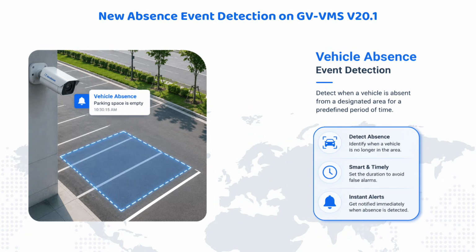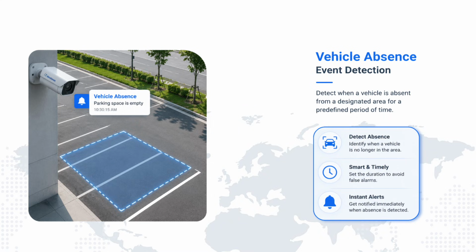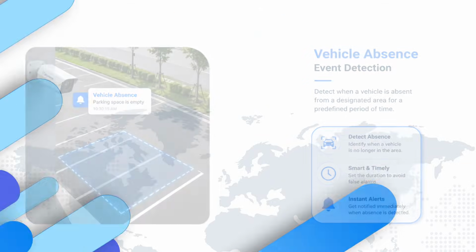The next new feature on GV-VMS V20.1 is absence event detection. This feature allows GV-VMS to monitor a selected area and generate an event when a configured person or vehicle is no longer detected within that area for a specified period. For this demonstration, we will configure absence event detection for a vehicle and set the tolerance time to 5 seconds.